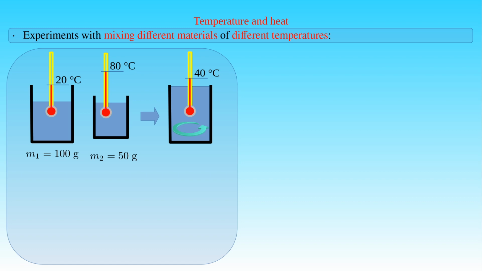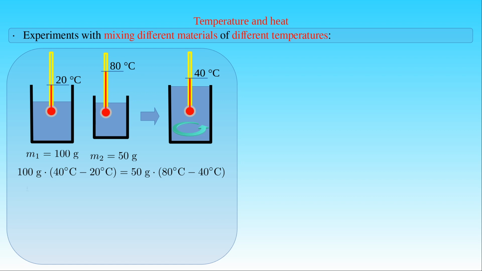Then we can write the following equation for the relation of the products of the mass and the change in the temperature for the cold and hot water. 100 grams times (40 degrees Celsius minus 20 degrees Celsius) is equal to 50 grams times (80 degrees Celsius minus 40 degrees Celsius).